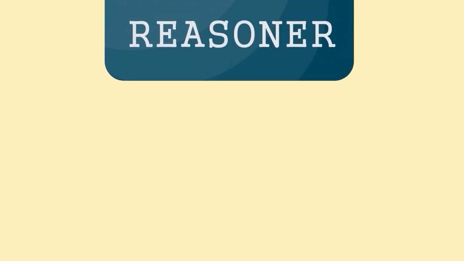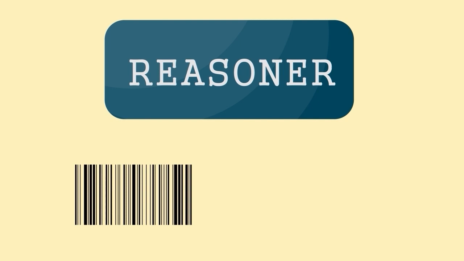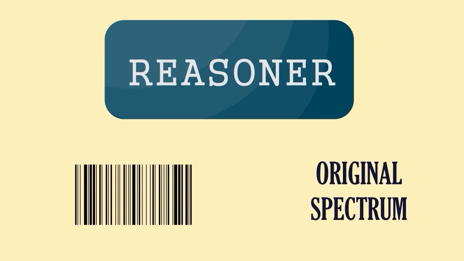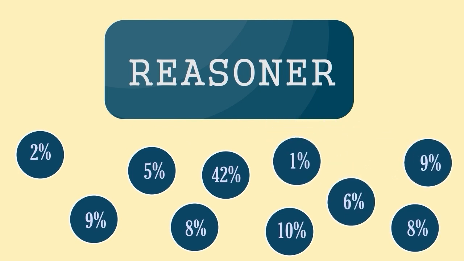Next up is the reasoner network, our AI detective. It takes the code from the explainer network and the original spectrum, using them to infer the ratios of 10 different components. It makes the best guess based on the clues at hand.